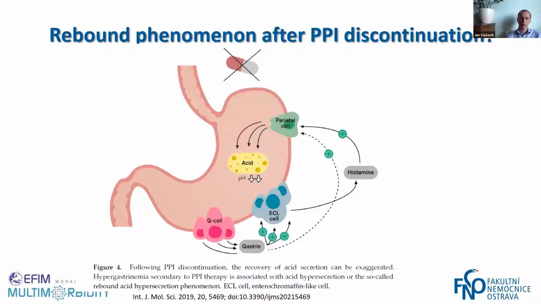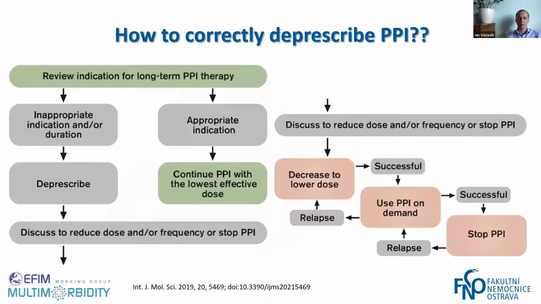In our practice, we tried recently to discontinue PPIs in many such patients. But the problem is that long-term PPI use leads to overproduction of gastrin, and after PPI discontinuation, we sometimes saw a rebound phenomenon, and the patients return with recurrent peptic ulcers or ulcer bleeding. So, although there is no general way how to correctly deprescribe PPIs, it's potentially safer to decrease to a lower dose first, then use PPIs on demand, and then finally stop PPIs. So taper the dose gradually and do not deprescribe in one moment.